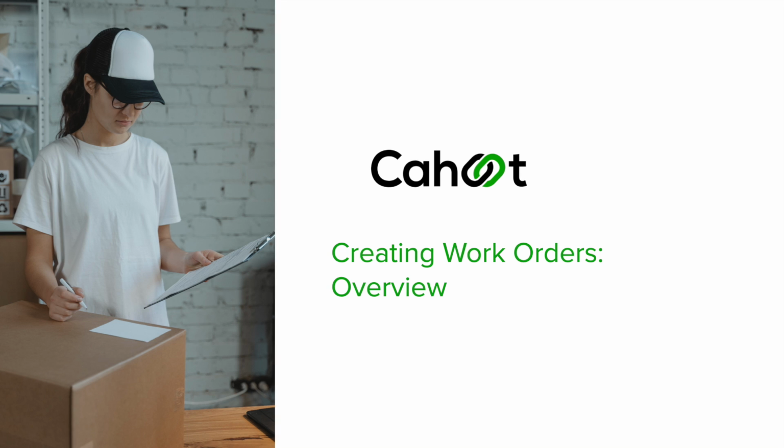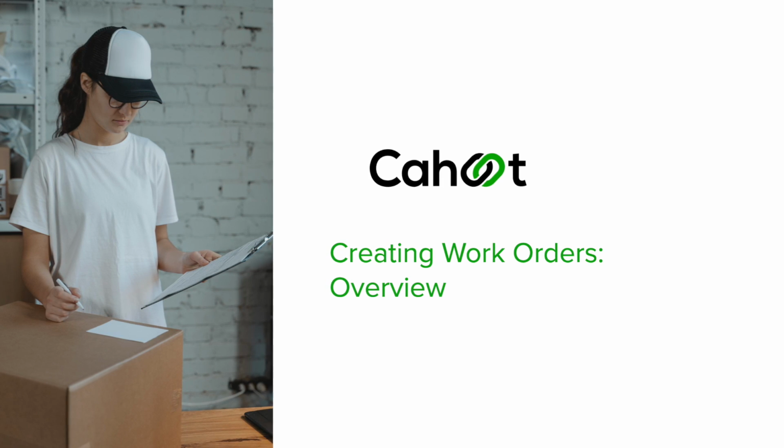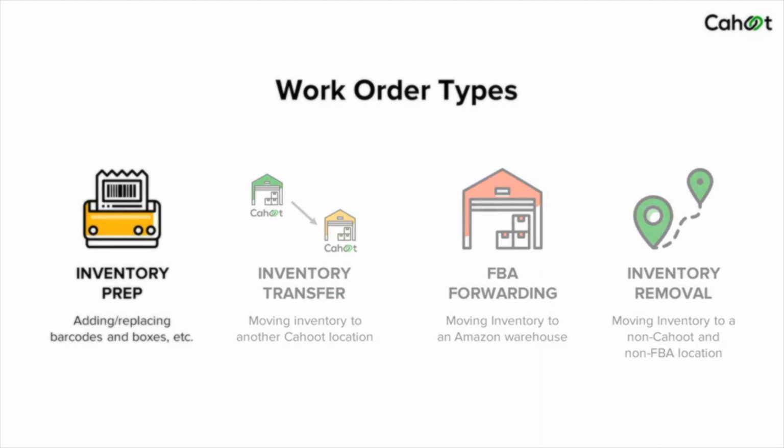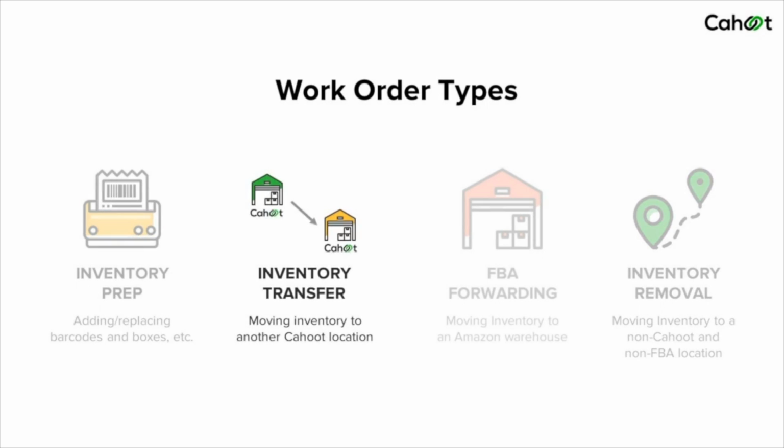We've grouped the special projects you can request into a few types of work orders. Inventory prep, which revolves around making sure items are ready for fulfillment, like having the right barcodes, replacing damaged boxes, etc. Inventory transfer involves moving items to another Kahoot location, or distributing inventory throughout the warehouse network.